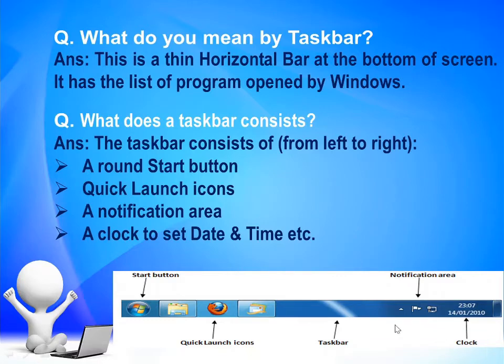Children, we can see here one round circle or round button is there. It is known as start button. Some applications you can see here, it is quick launch icons. One blank space is there, it is actually indicating the whole taskbar. One notification area is there. Now in the last extreme right corner you can see one clock is there. It is displaying the current time, date and time, or the system date and time.